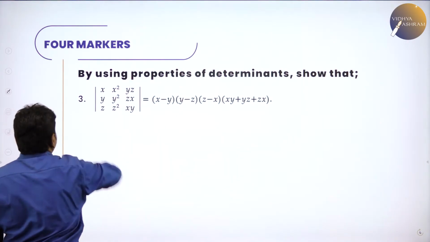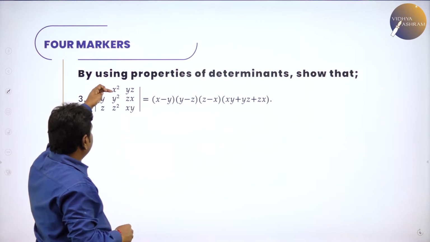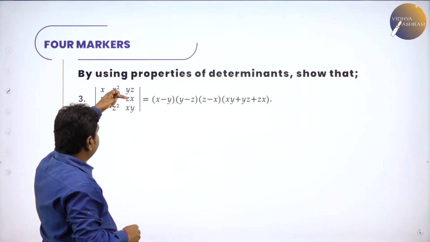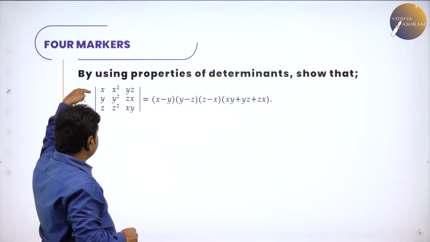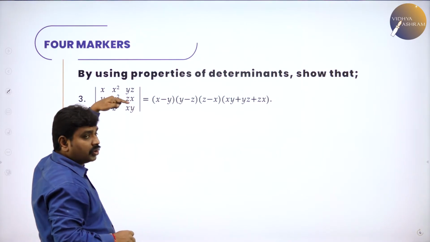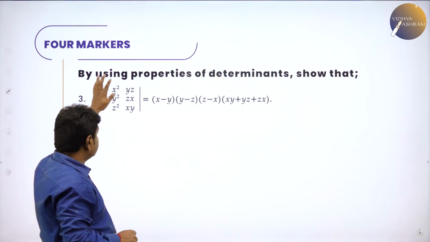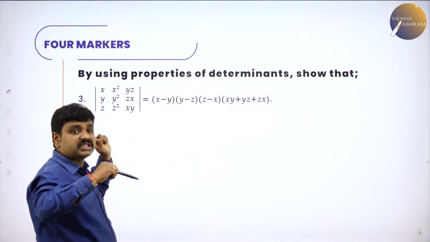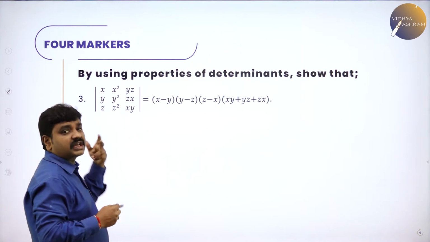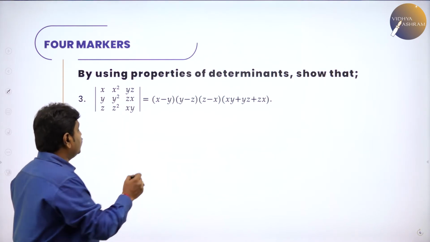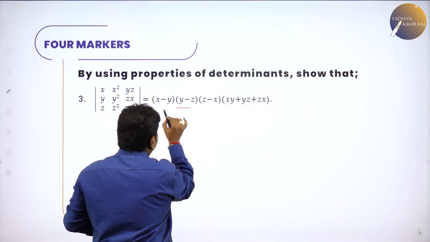Next, x, y, z, x square, y square, z square, y, z, z, x, x, y, and they want x minus y. You can see x is in the first row and y is in the second row. If I want x minus y, the first decision is r1 dash is r1 minus r2. Similarly, y minus z is there, so r2 minus r3. So here I decided what to do depending on RHS.